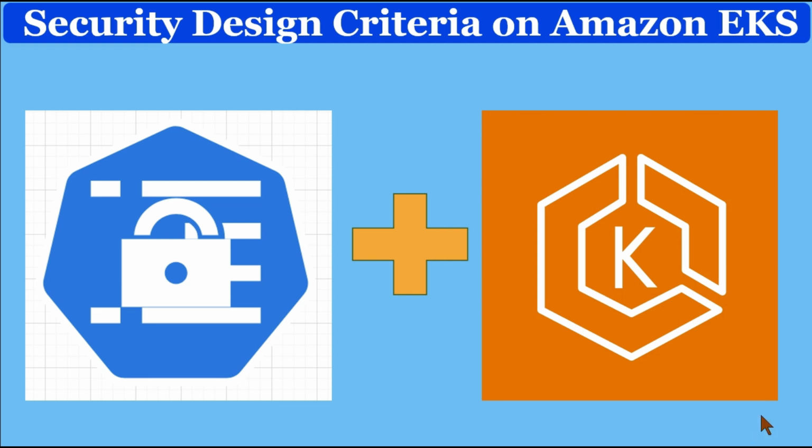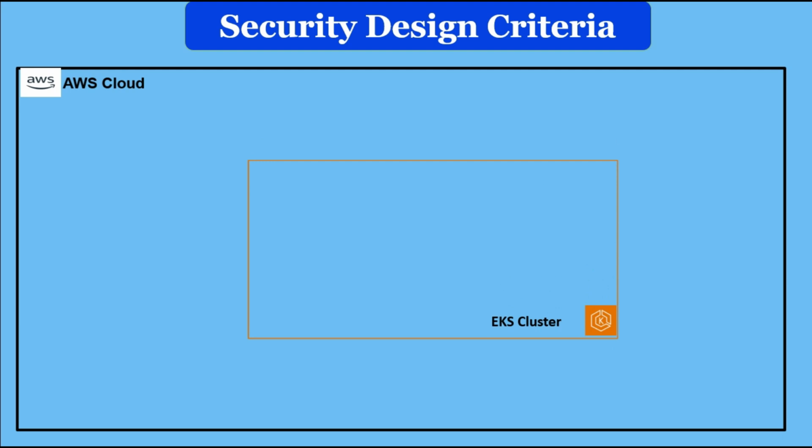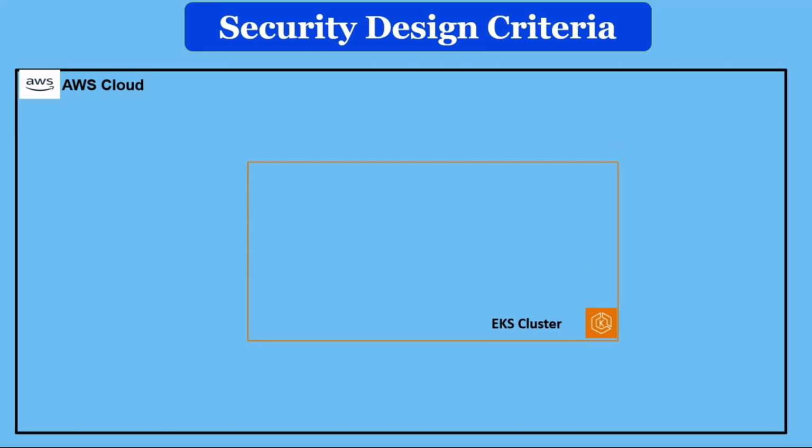In a platform like Kubernetes, security is more complex and needs to be addressed at many dimensions. Now let's get started. Let us say we have deployed an Amazon EKS cluster in the cloud. So where do we start?